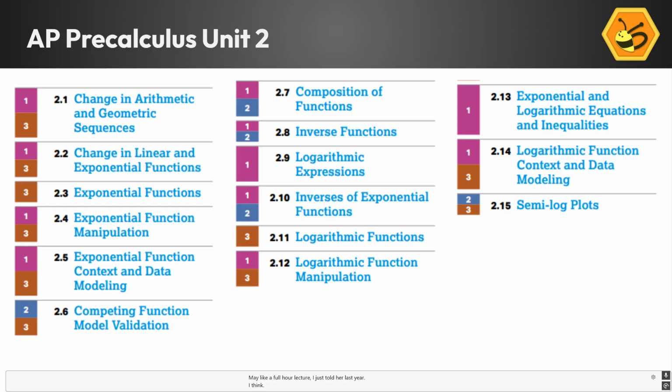Someone said, is Precalc going to be mostly algebra 2? Yeah, the first 2 units will be mostly like algebra 2, that is correct.